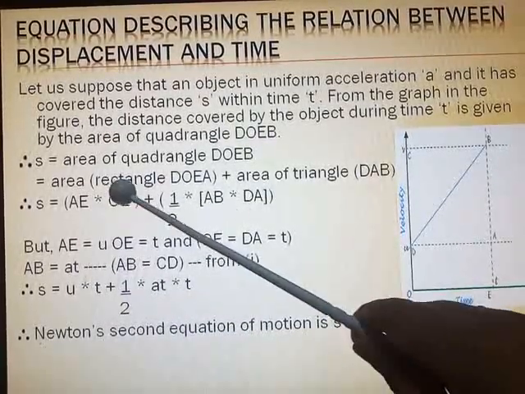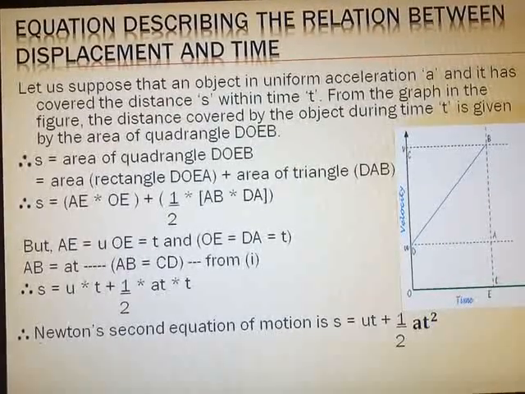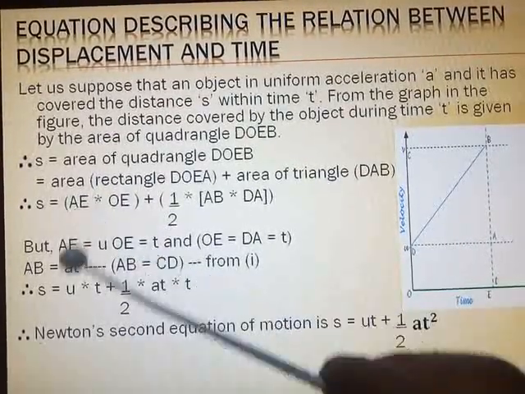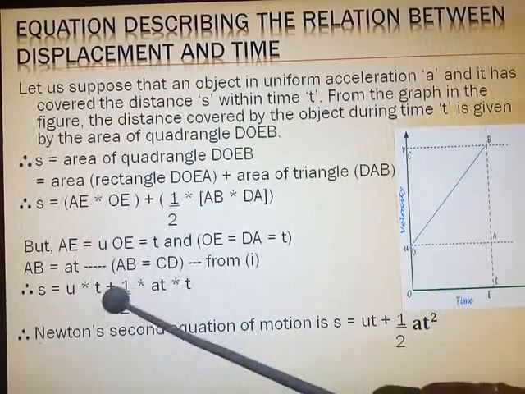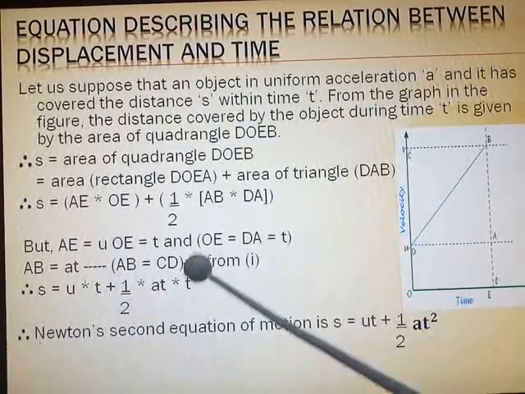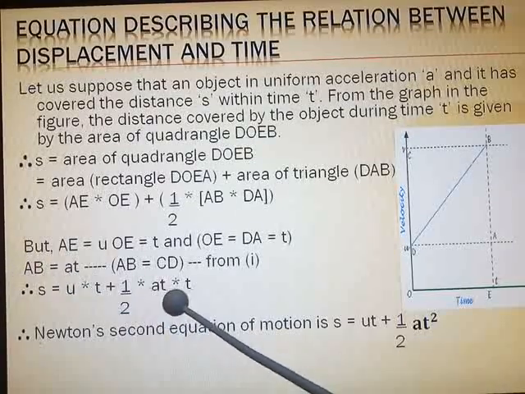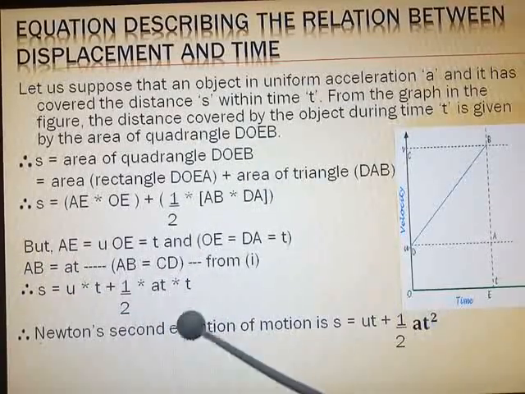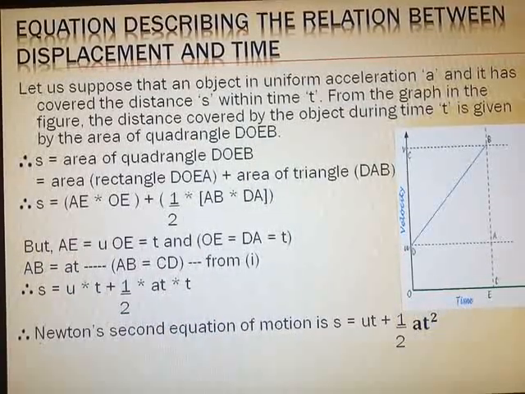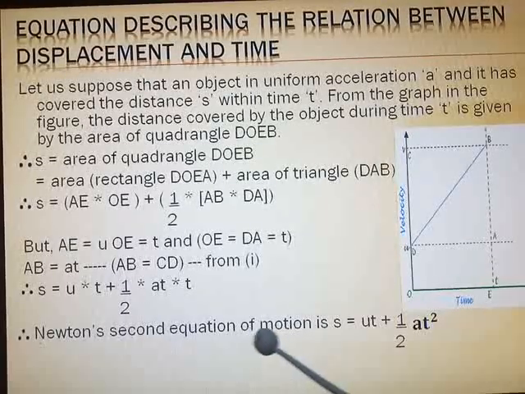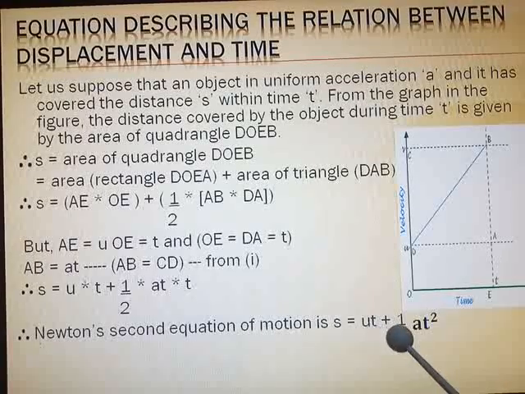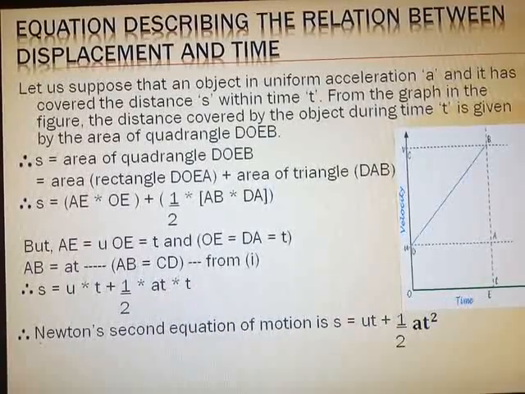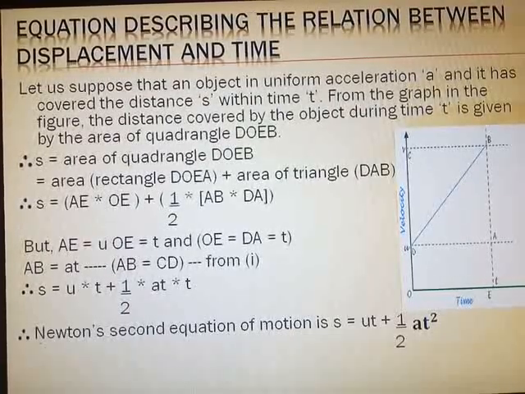You can see here, we have substituted the values. In place of AE we have put U, in place of OE we have put T, plus half into AB, which is 80, and DA is equal to T. So we have substituted, and thus we get Newton's second equation of motion: S is equal to ut plus half at square. This we have got, the second equation of motion.